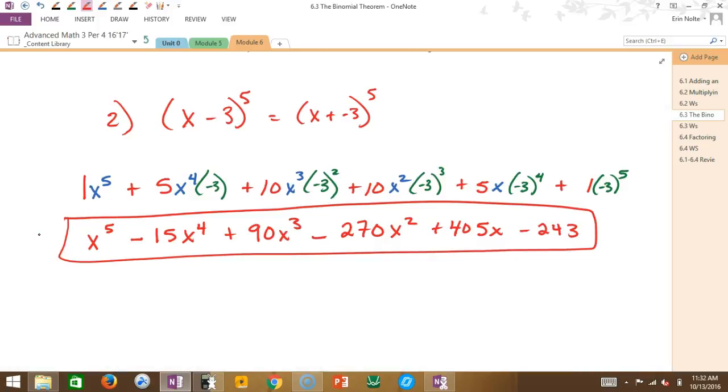Did you see what happened with our signs? They just alternated, right? Okay, so did you see why they just alternated? If you look at the 3, what kind of exponent did that negative 3 have? An odd exponent. So every time there was an odd exponent on my negative number, I had a minus, and when it was an even number, it became a plus.